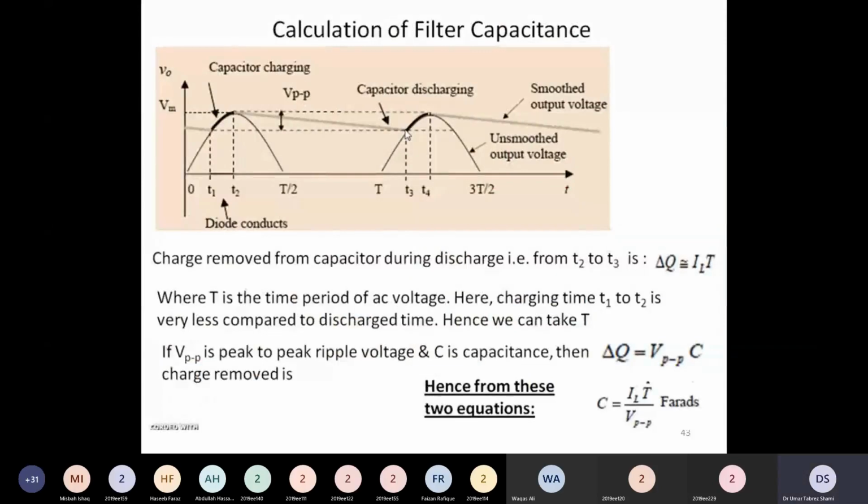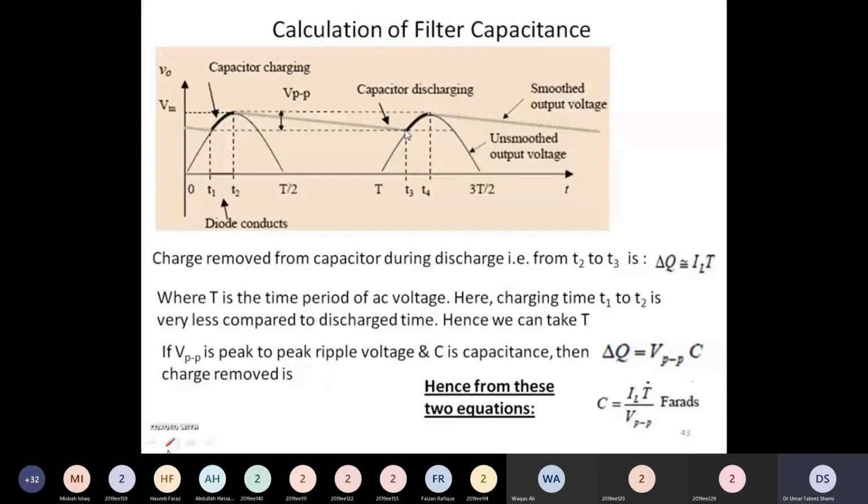So let us look into the procedure of charging and discharging, and based upon this procedure, let us find the capacitor C. Let us look at the waveform and we will discuss the capacitance formulas.